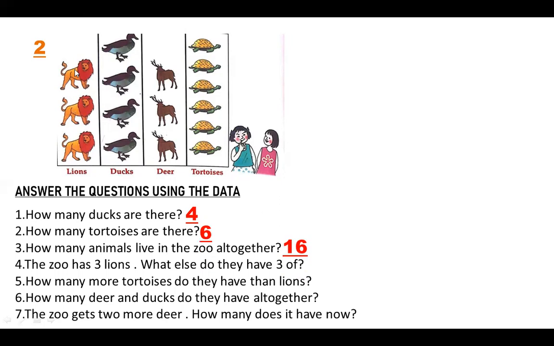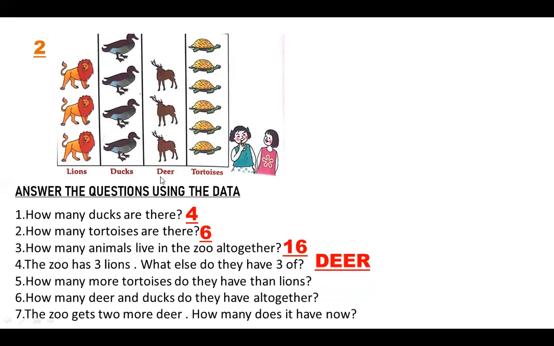The zoo has 3 lions. And what else do they have 3 of? In the same number, another animal is there. Which is that animal? In the zoo, there are 3 lions, and how many of another animal are there in number 3? Deer.